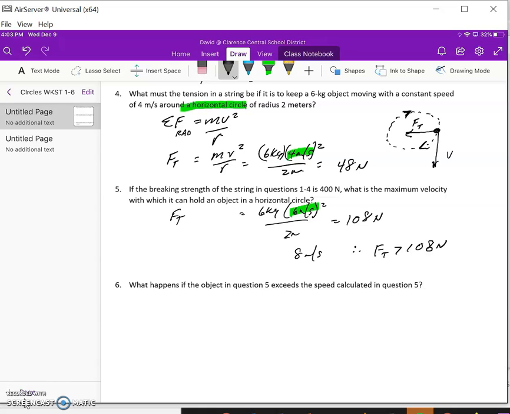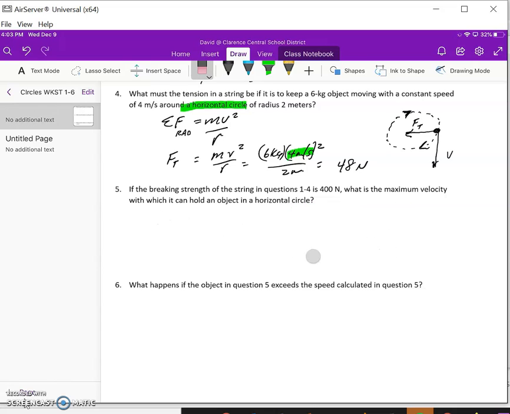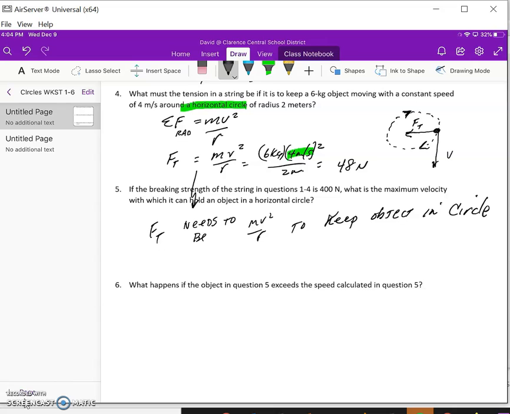And the faster and faster I got this going, the more tension there is in the string. But remember how misleading this is, we did this in my car the other day. It should really be, this equal sign should again be needs to be. So the tension needs to be mv squared over r to keep the object in the circle. We don't always get what we need.